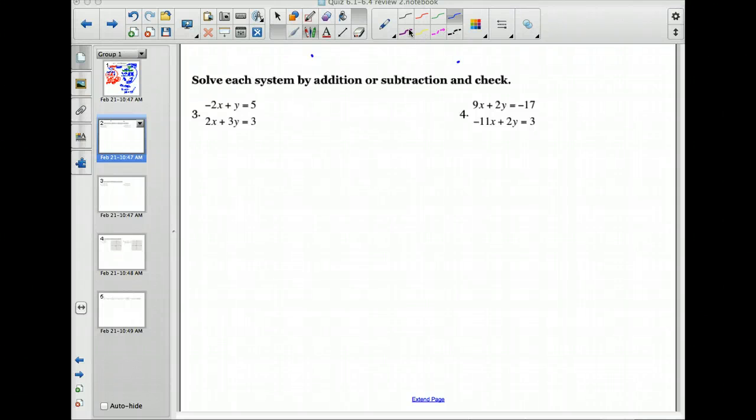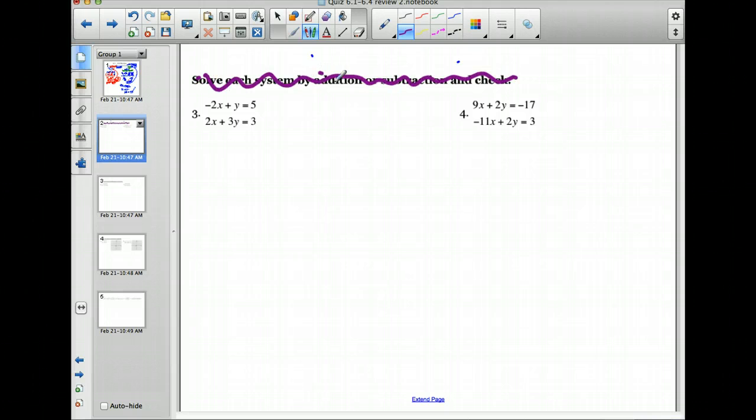I want you to identify the best method. On the quiz, we're not going to say solve by whatever. You need to know all the methods, but identify the best method. So this one, it looks like it's going to be easiest to add them, use the elimination method.